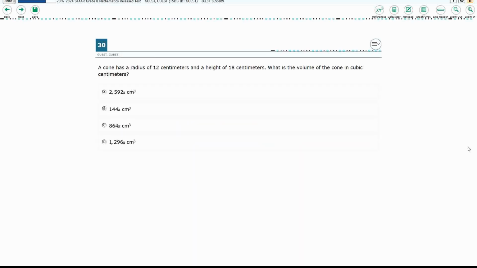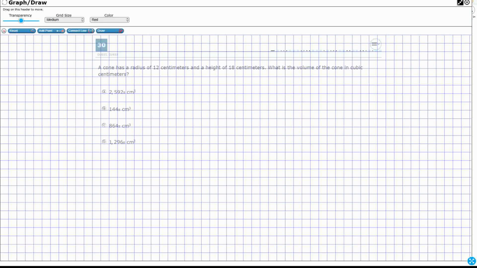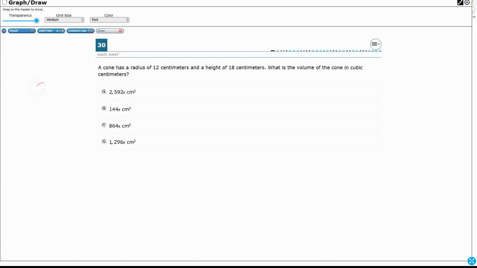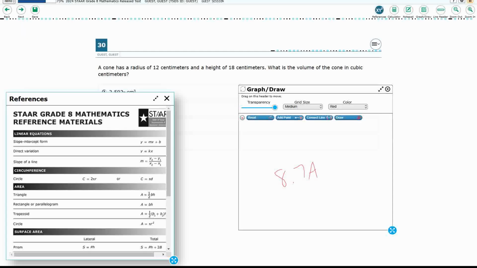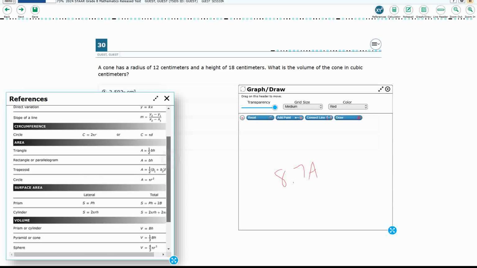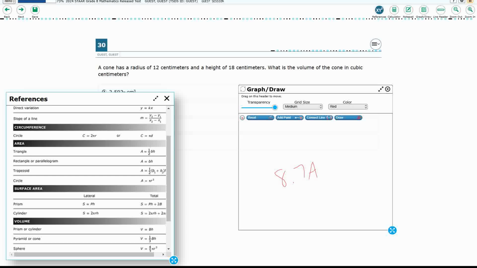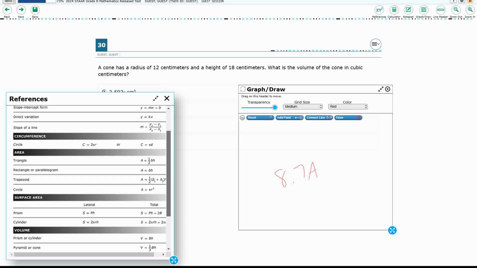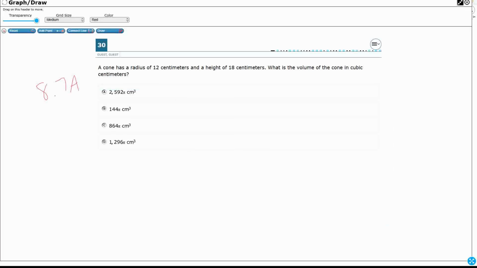For number 30, we are looking at volume. This is standard 8.7a, and we have a cone here, not pictured, that has a radius of 12, height of 18, so we need the volume of this cone. So let's first get that volume formula, and if you don't remember it, you can always use the reference material. Volume of a cone, I'll put it right there at the bottom of the screen. V equals 1/3 base times height. That's the same formula that we would use for a pyramid or a cone. So we will need that.